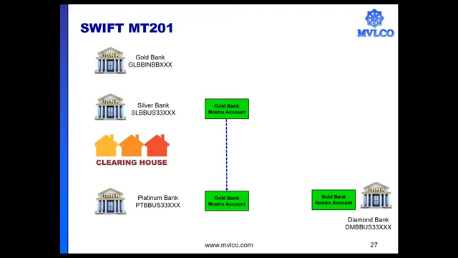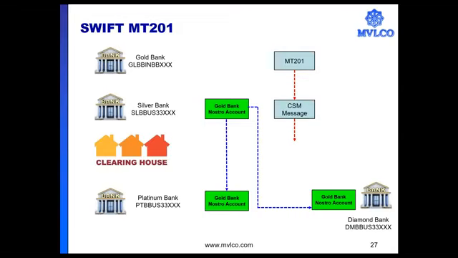So in this example, we want to move money from Gold Bank's account at Silver Bank to Platinum. This is transaction 1. Transaction 2 is from the same account at Silver Bank to the account at Diamond Bank. So there are two transfers to be made by Gold Bank. If they want to make these two or more transfers, Gold would now create an MT201. It goes to Silver. Silver will now create the CSM message and send a debit advice, the confirmation of debit, to Gold Bank that we have created these transfers. This is the MT900, telling Gold Bank that we have debited your account at Silver Bank for two transactions.